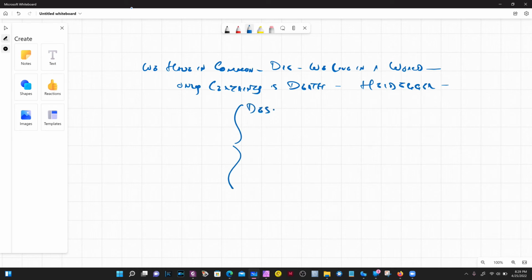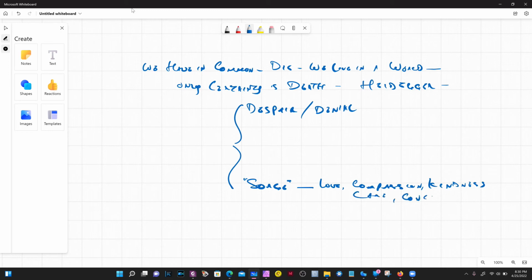On the one hand, despair and denial. On the other, Sorge, which cannot be translated directly into English, means love, compassion, kindness, care, concern. We can build a society that's based on the deepest kind of love of all, which is acknowledging the fact that in a world in which all that is human dies, loving, caring, being compassionate, being patient, being gentle is the only way forward.